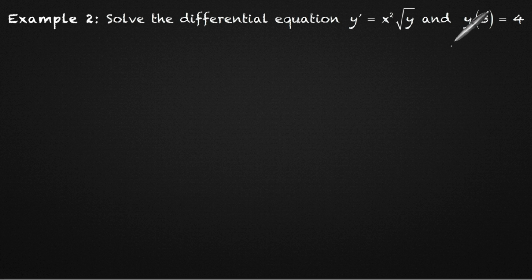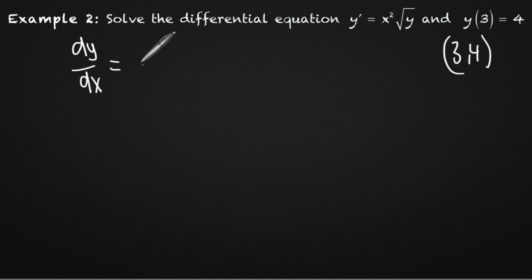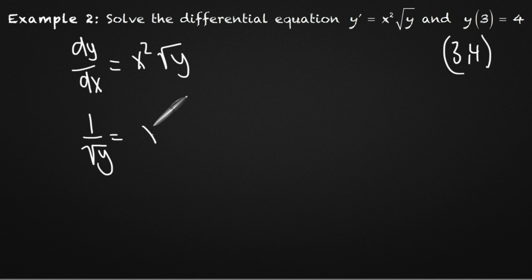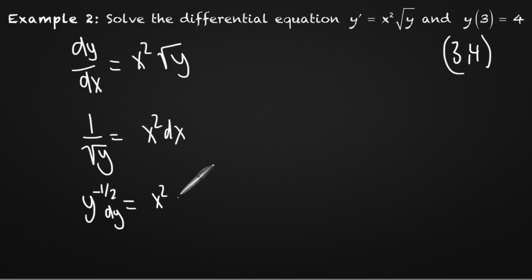Okay, and this next example is very similar. We have the ordered pair (3, 4), and we want to separate the variables. So y prime is another way of saying dy/dx, and we have x squared times the square root of y. So I'm going to divide by the square root of y over here, so it's going to be 1 over the square root of y. And then over here I'll have x squared dx. I'm going to move this up to the top and make it y to the negative half. And actually this needs to be dy, excuse me. And this is going to be x squared dx.